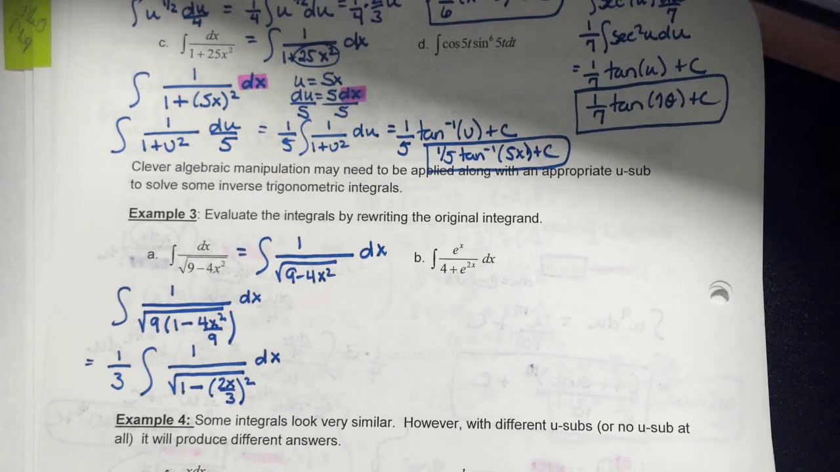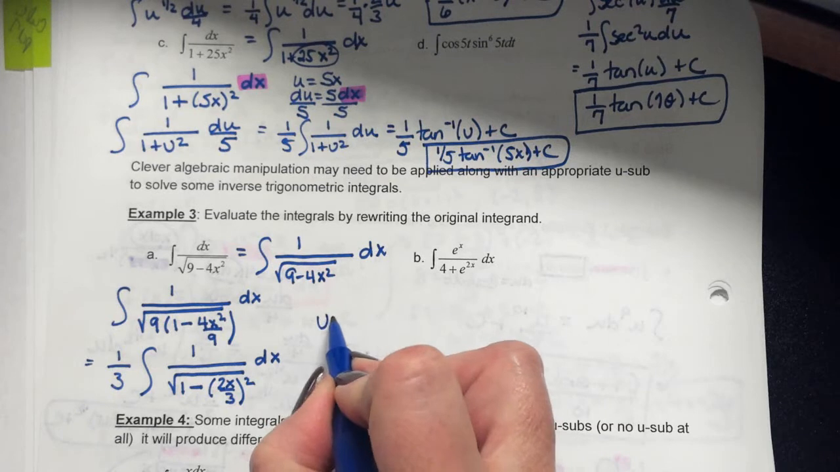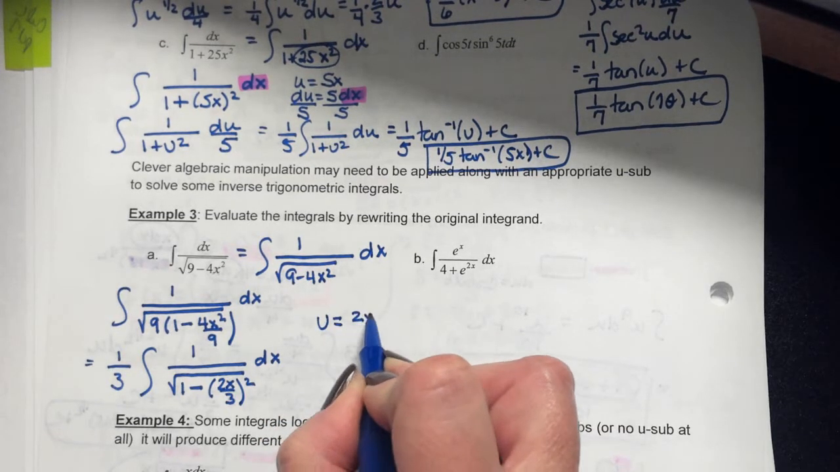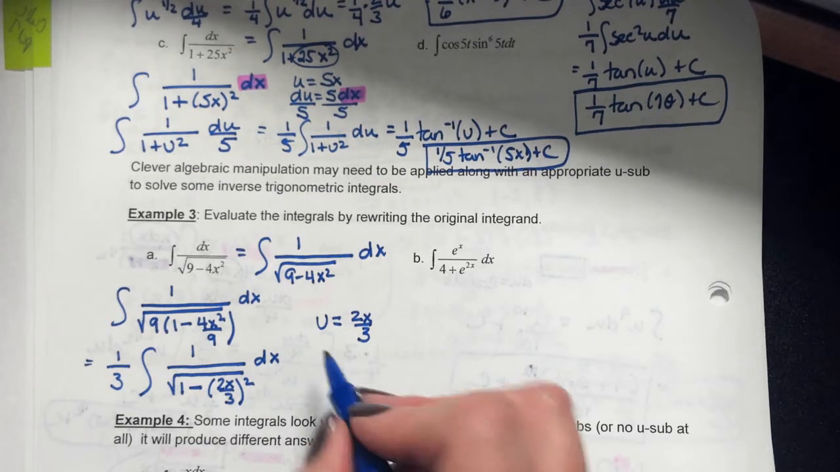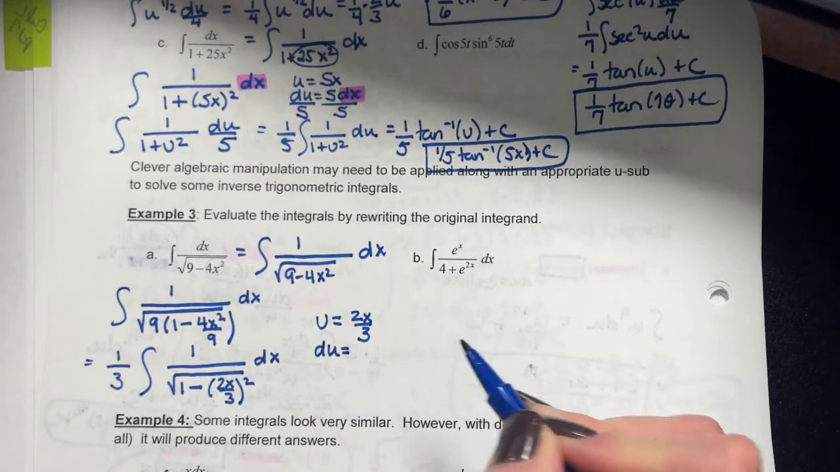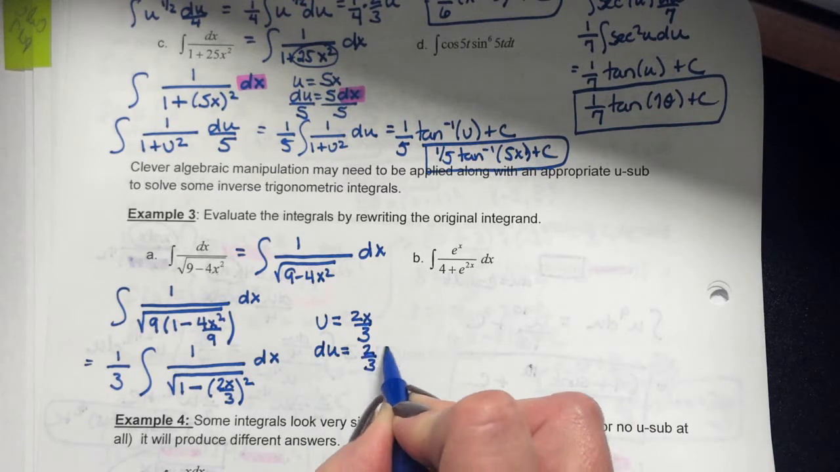So when you see that coefficient in front of x squared and it's set up to possibly be an inverse trig, this is where you're going to have a u-sub problem. So now, how am I going to integrate this? I can do a u-sub. So what's u going to be equal to? u is going to be equal to 2x over 3. So then what's du going to be equal to? du is just going to be 2/3 times your dx.